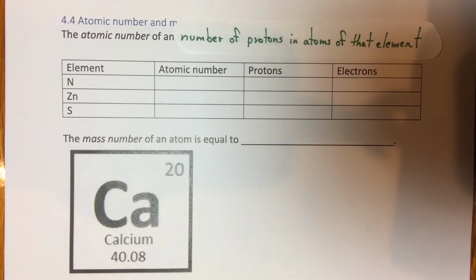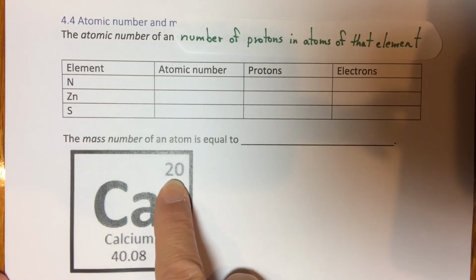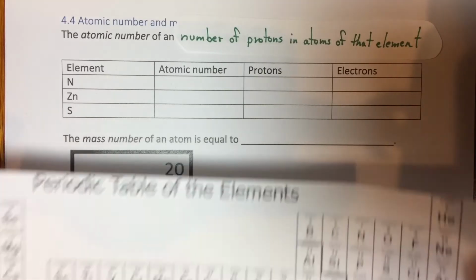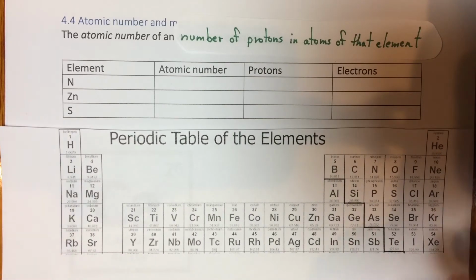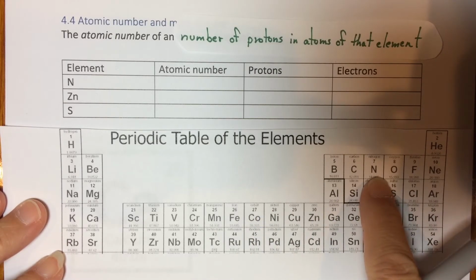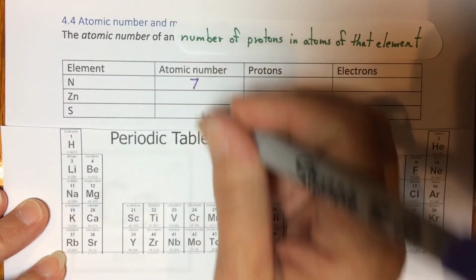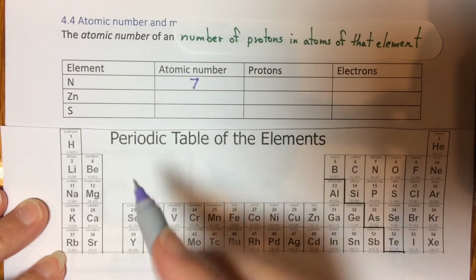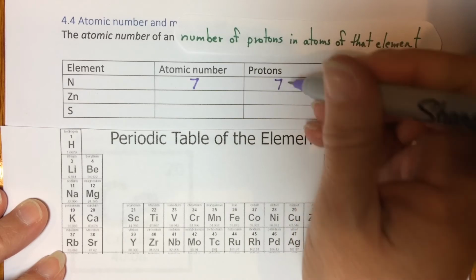You'll find the atomic number on the periodic table right above the element symbol. So for calcium here, it's 20. We want to fill out this table. We would see that nitrogen is here. It has the number 7 above it. That's its atomic number. The number of protons is going to be equal to the atomic number via the definition there. So we have 7 protons.